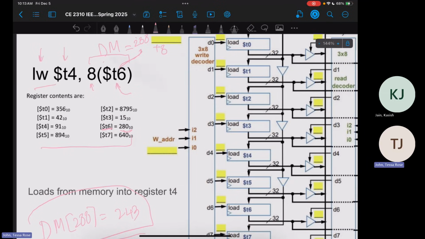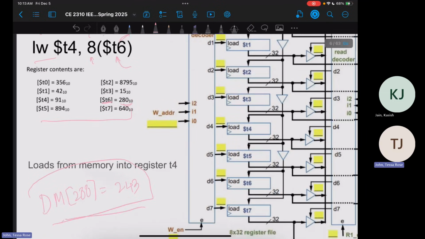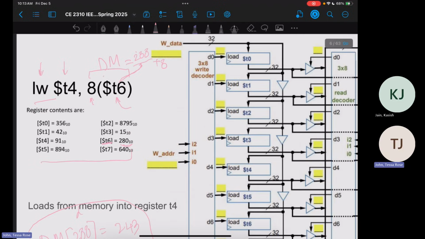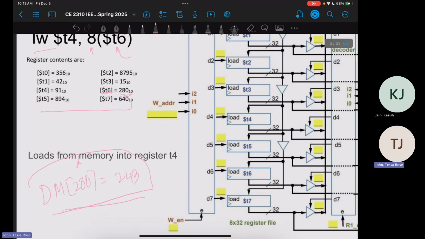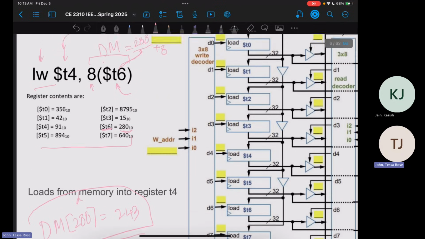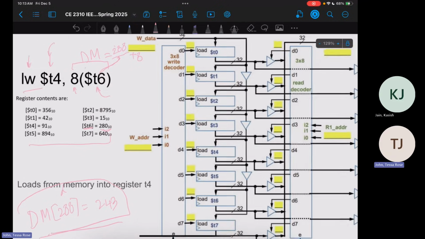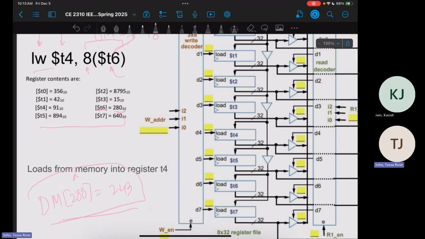So here we found that 288 is our data memory, right? And then we look at what is in the data memory, which is 243. So we would write the 243 into the T4 register file. Where did you get the 243? Oh, you said given. Yeah, this was given. This is the given number, but I just didn't write it on here. Does that make sense?